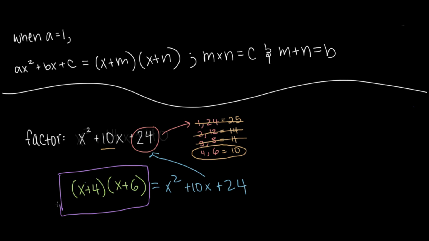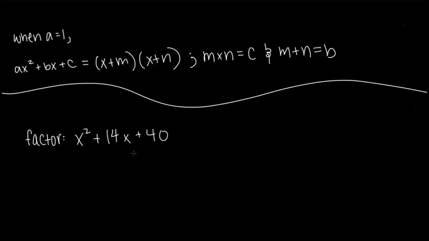Let's try another one. This time we have x squared plus 14x plus 40. So we're going to do the same thing that we did in our last problem. First thing being listing out the factors of the c value. These are our factor pairs of 40. Now we go on and we add to see which one adds up to 14.